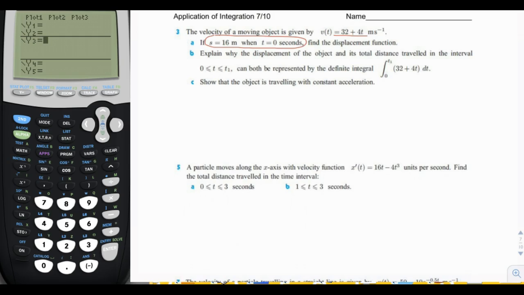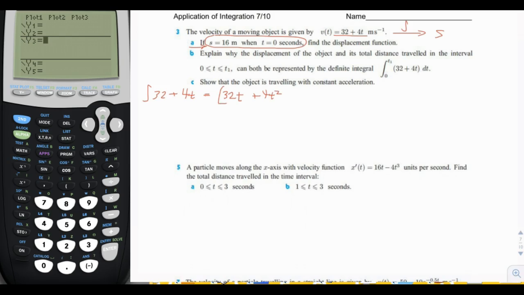Because, remember, to find the displacement function, what we do is we take the integral of the velocity function. So, let's do that. We're going to take the integral of 32 plus 4t. We're going to ignore for now this information. We're going to use that in a little bit. So we're going to integrate this, do an indefinite integral. And the integral of 32 is 32t. The integral of 4t is 2t squared.